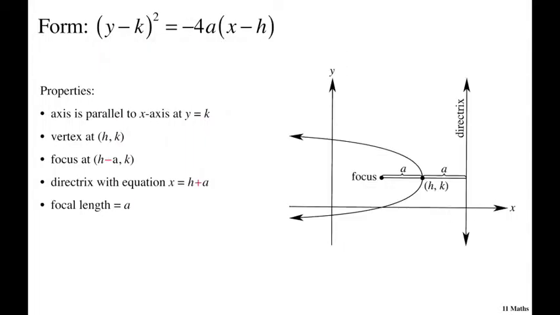If the parabola opens to the left, it's exactly the same. Y take k in brackets squared equals minus 4a x take h. So let's actually go through some examples. What we're going to be doing is reading the question first and trying to figure out a way we can answer it. So let's read it.